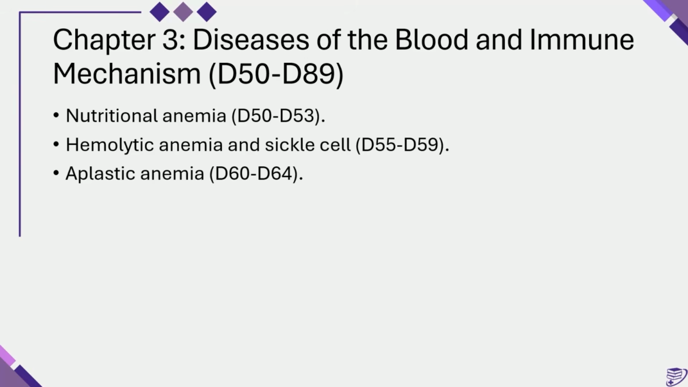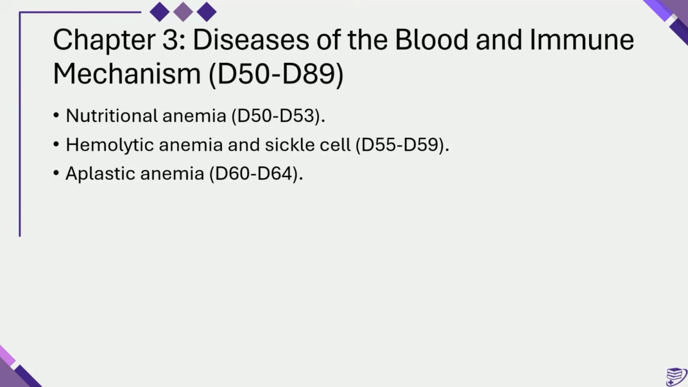All right, moving on to chapter 3. That covers diseases of the blood and diseases of the immune system. Nutritional anemias like iron deficiency fall under those D50 through D53s, while our sickle cell disorders are under the D57 range. Aplastic anemia, which involves the body not producing enough blood cells, is in our D60 through D64 range.